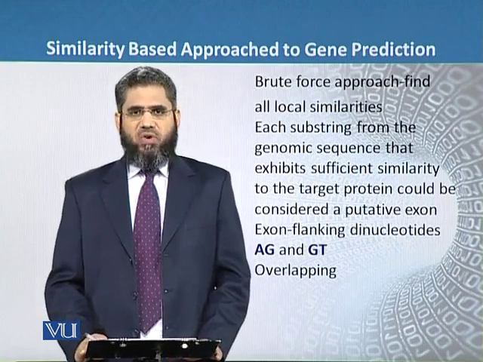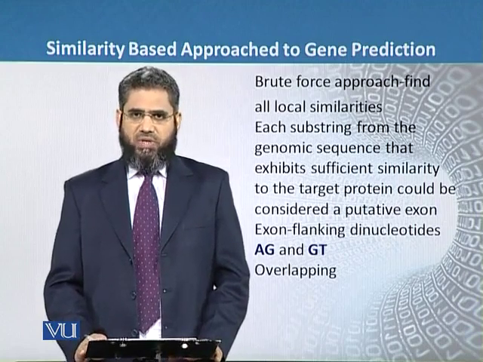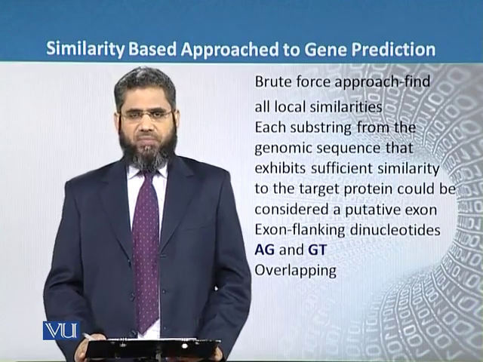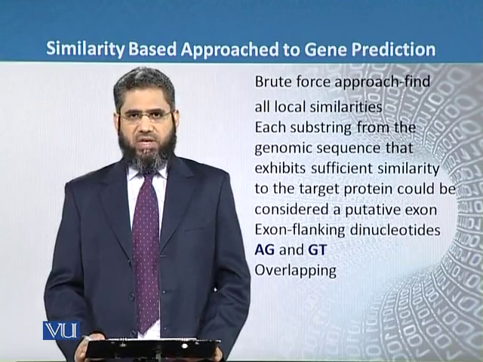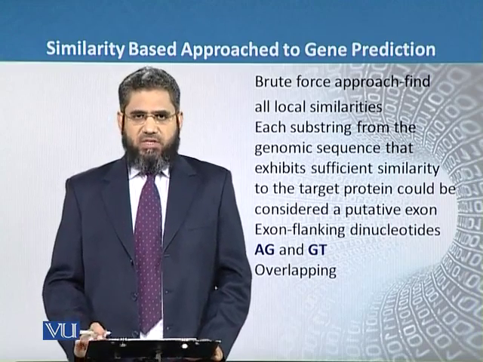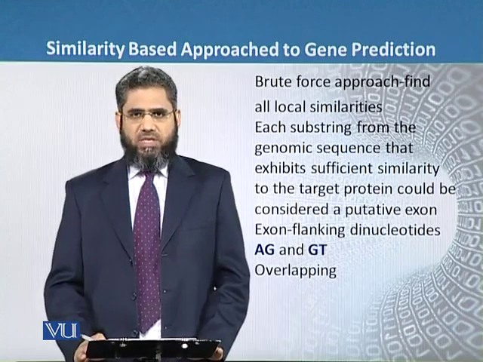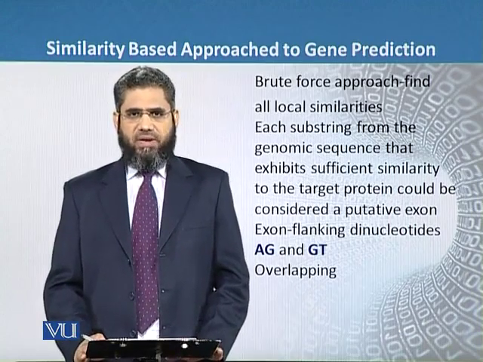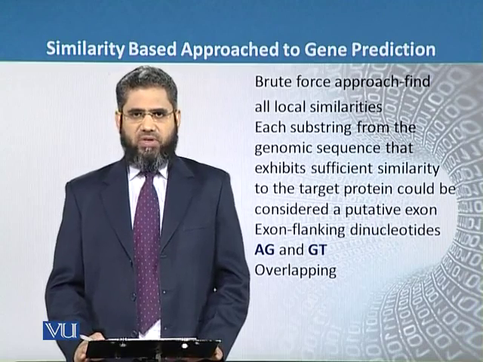We may get overlapping sequences of the putative exon, but our target is to find the non-overlapping regions of the exons. We consider only the non-overlapping regions because we know that the exons are present independently and they do not overlap with each other.